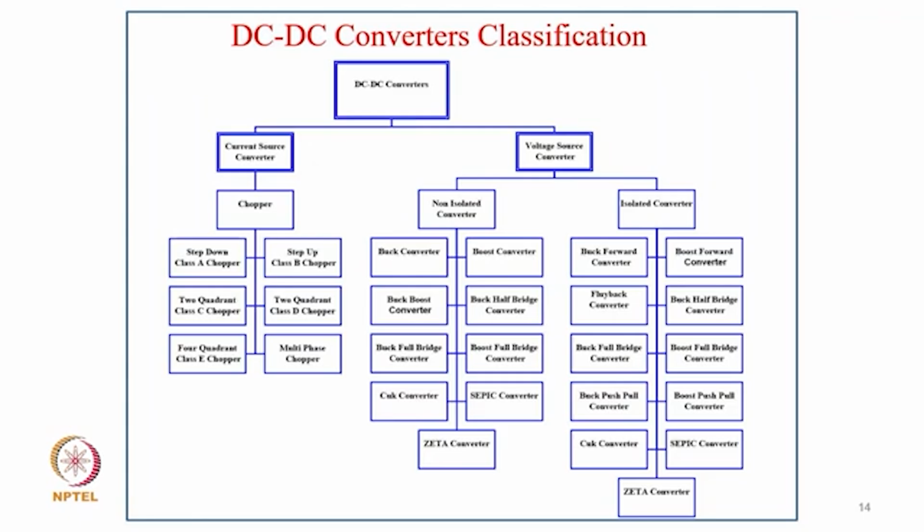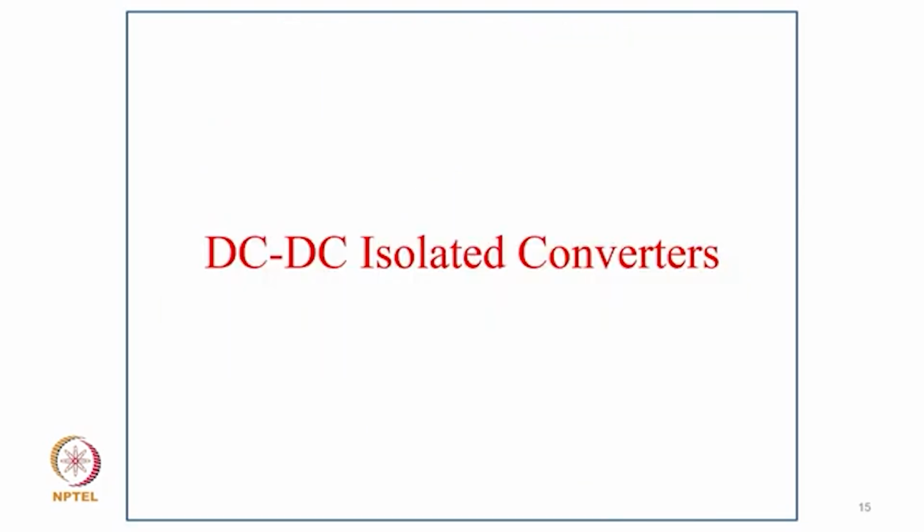So we go for isolated converters, which are shown in a number of categories here: buck forward, boost forward, flyback, buck half bridge, buck full bridge, boost full bridge, buck push pull and boost push pull, Cuk, SEPIC and Zeta, and many more.